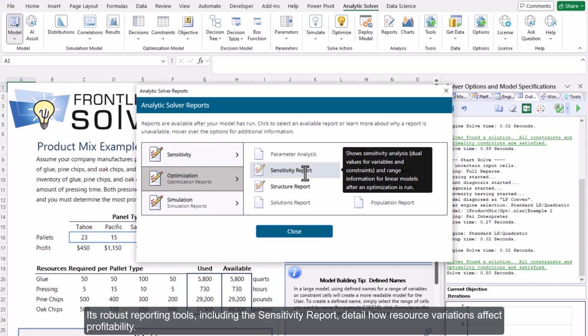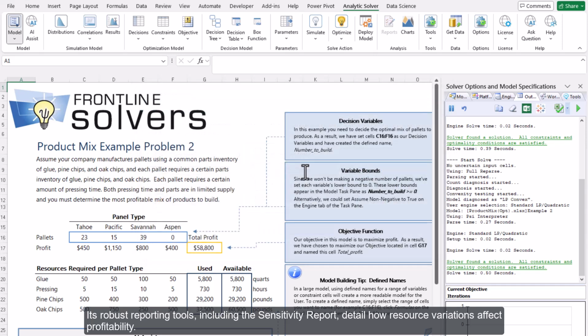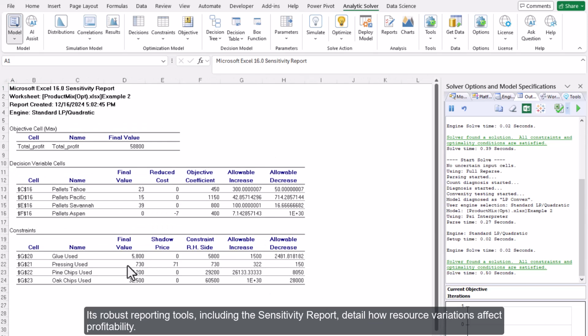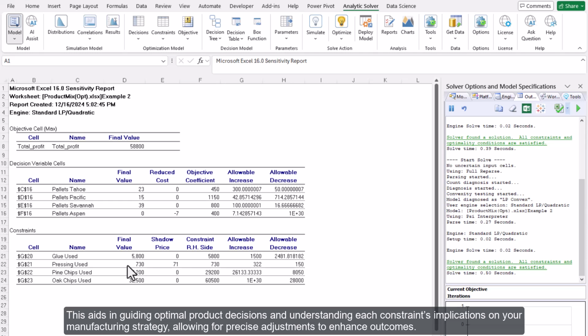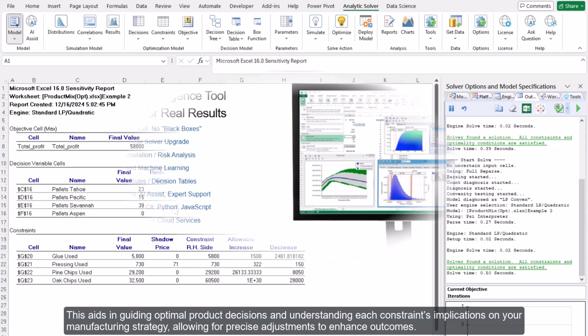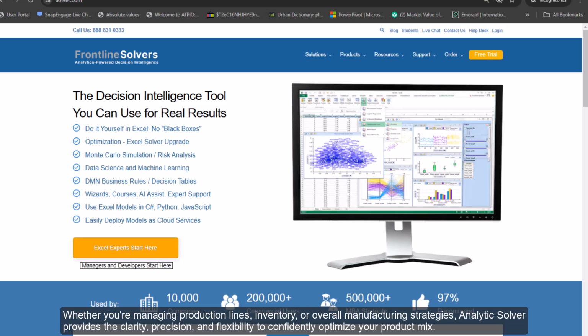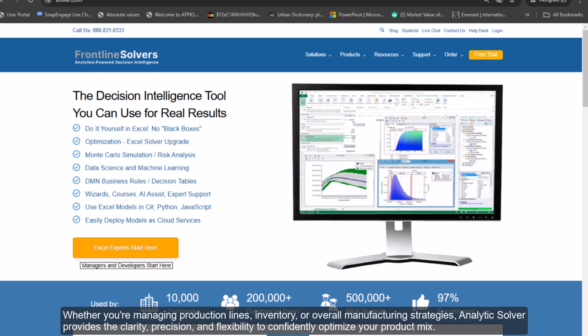Its robust reporting tools, including the sensitivity report, detail how resource variations affect profitability. This aids in guiding optimal product decisions and understanding each constraint's implications on your manufacturing strategy, allowing for precise adjustments to enhance outcomes. Whether you're managing production lines, inventory, or overall manufacturing strategies, Analytic Solver provides the clarity, precision, and flexibility to confidently optimize your product mix.